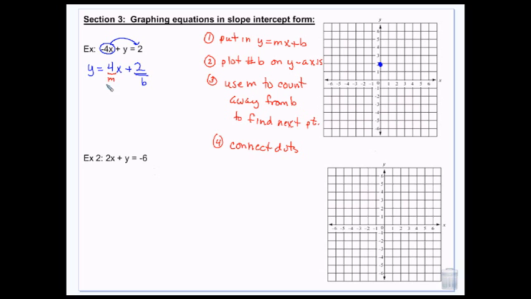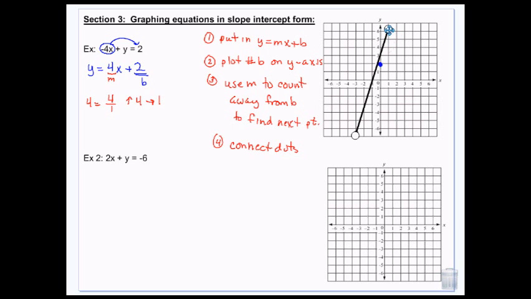This is m, so 4 is the same thing as 4 over 1. So this tells me to go up 4 and over 1 from b, so from 2. So I go up 1, 2, 3, 4, and then over 1. Now I can connect my dots. So I'm going to make that a little thicker so you can see it. Wow, that's not thicker. Try that. Is that better?